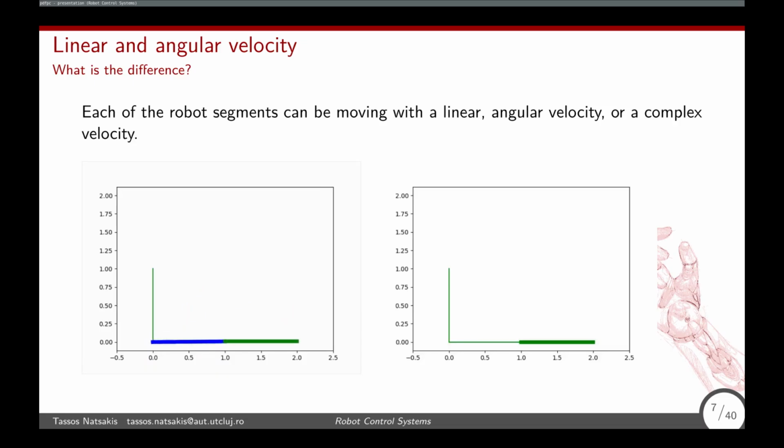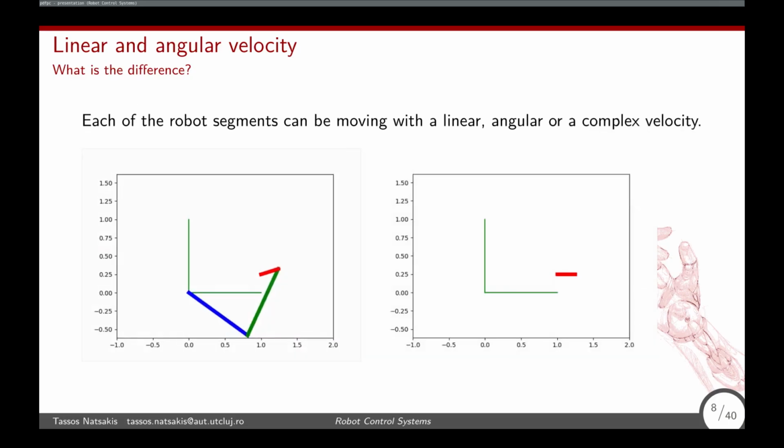For instance, here we have an animation where the end effector of the robot, you see, it just translates relative to the fixed frame, right? So if I just show you the last link, which has the end effector, you see that we just have a translation. So this would be like the linear velocity of the end effector.